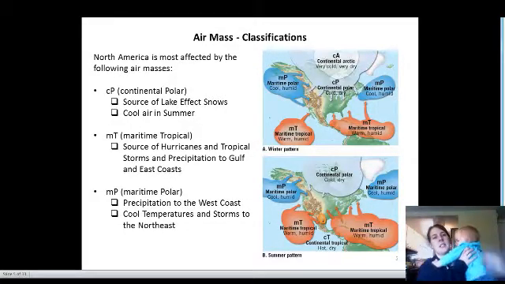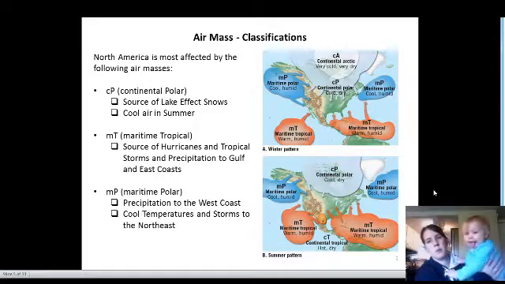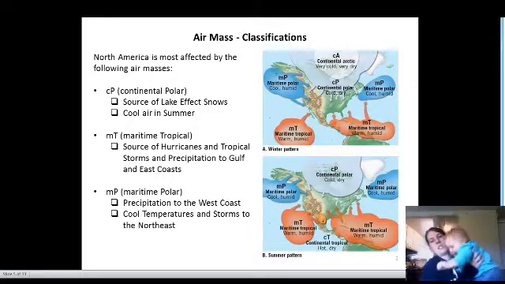We're also affected by the maritime tropical up through the Gulf of Mexico and off of Southern California. This is the source of hurricanes and tropical storms. And our maritime polar, you can see these come from the northern, eastern, and western coasts. These are precipitation to the west coast, cooler temperatures, and storms to the northeast. So here's our winter pattern, and here's our summer pattern. So you can see how these air masses move in relation to each other and change with the seasons.